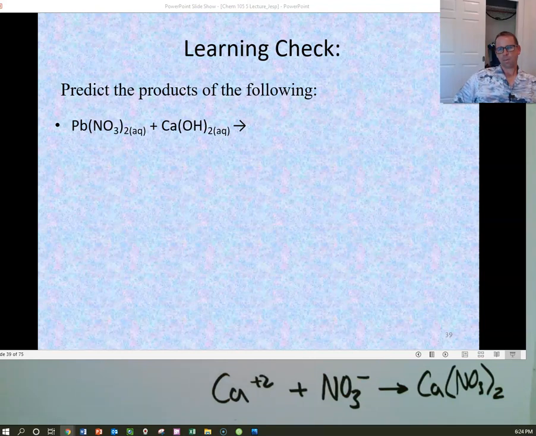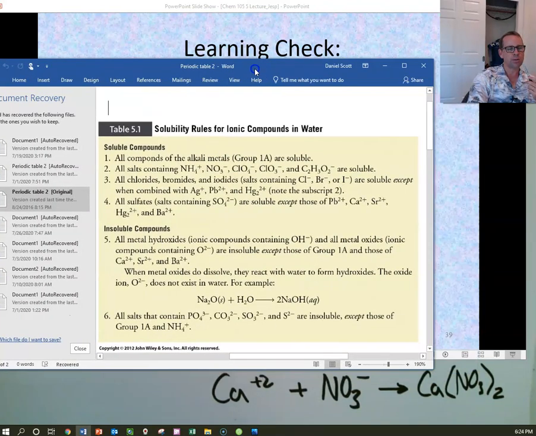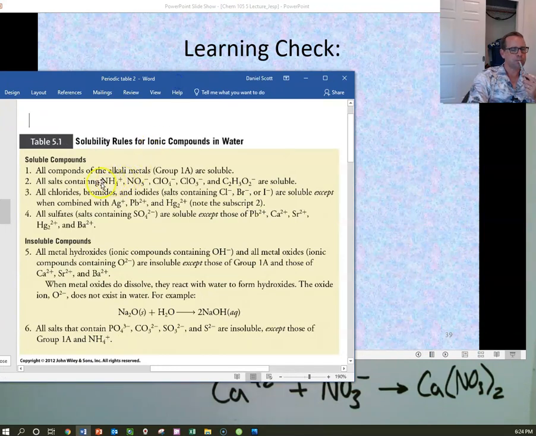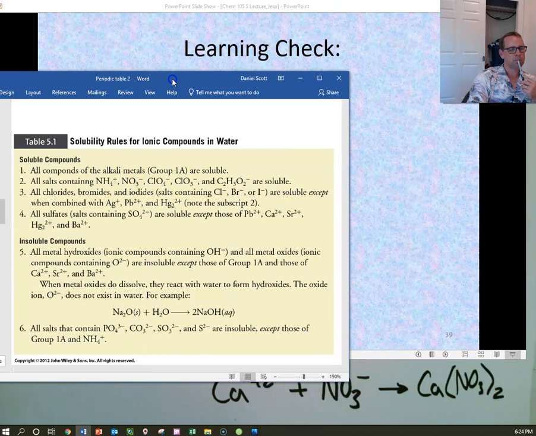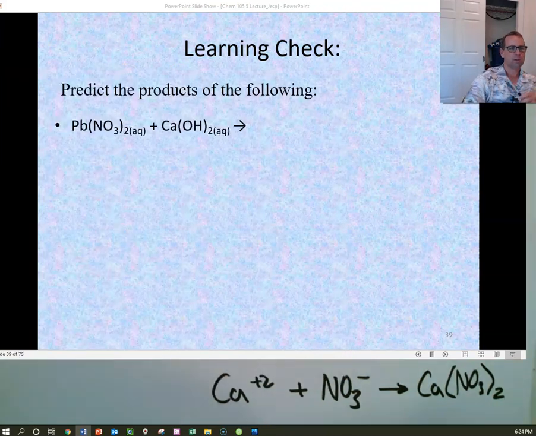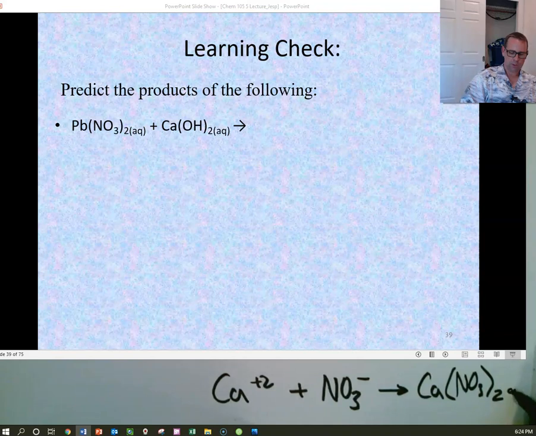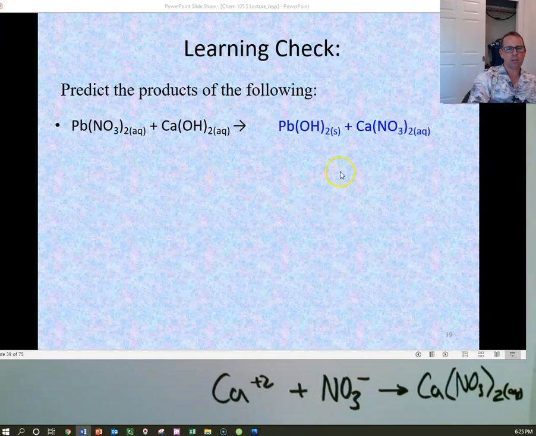Wasn't there a rule about nitrate? I think rule 2 is about nitrate. Yes, there's the rule on nitrate, so it's soluble, aqueous. So we can write down those products, a calcium nitrate and a lead 2 hydroxide. And the lead 2 hydroxide is solid. So yes, this is a precipitate reaction.